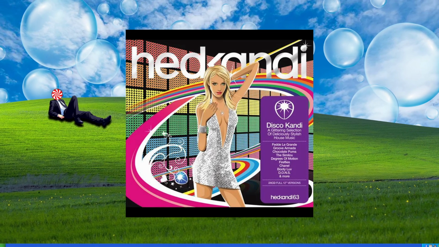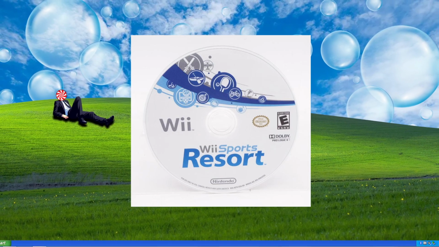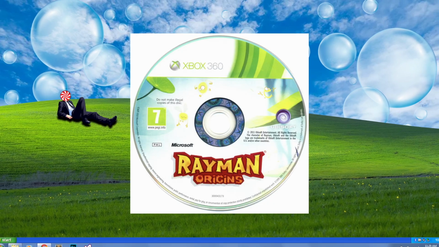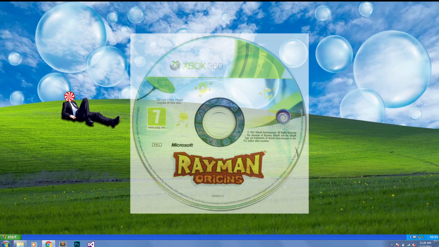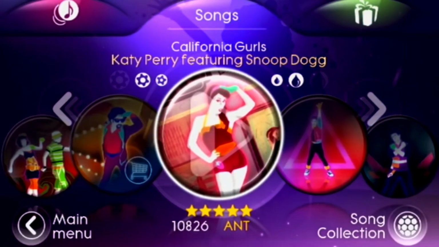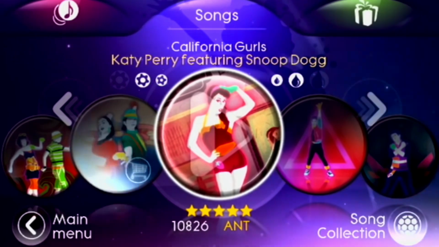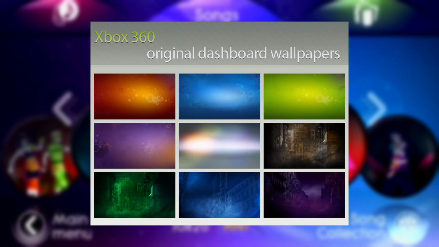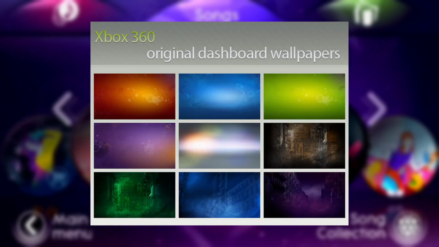You could also see this on older video game discs like Wii Sports Resort or even Rayman Origins. Games themselves were no exception, with the best example being Just Dance 3. Everything from the menus to icons fits nicely with the aesthetic. While I didn't play it all too much, I really miss when backgrounds used to look like this. It reminds me of some of the default options on Xbox 360, like this blue one with the circular patterns.